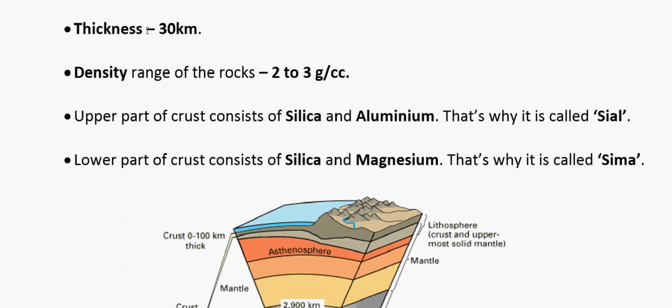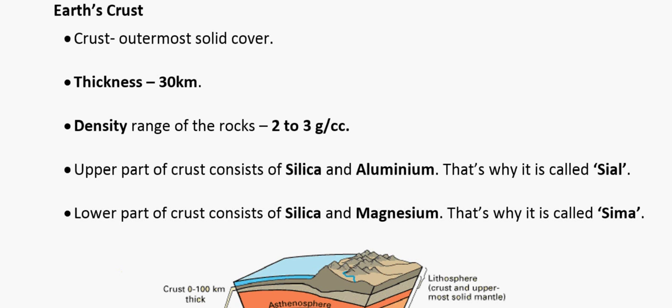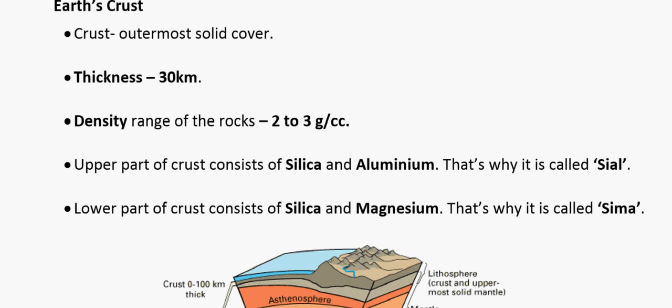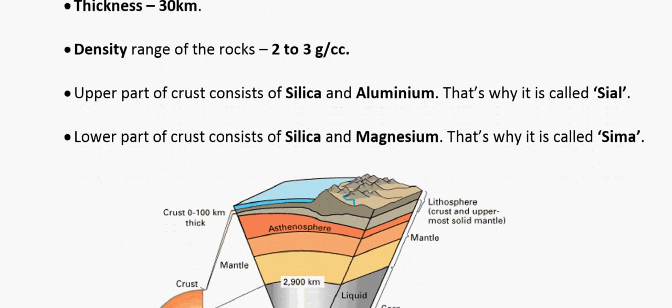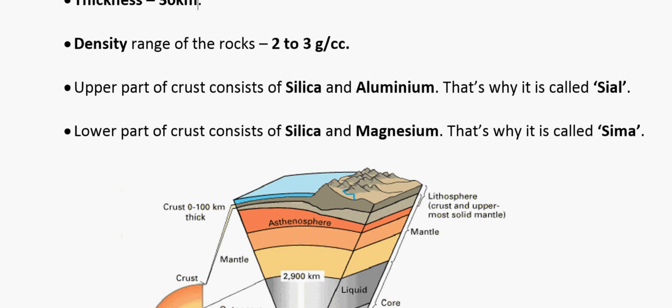So be careful with the facts, and also with the figures that we have in the ppt, that we have in the document. So the thickness of the earth crust is around 30 kilometers, and the density range of the rock is from 2 to 3 grams per cc. So it's about 30 kilometers.